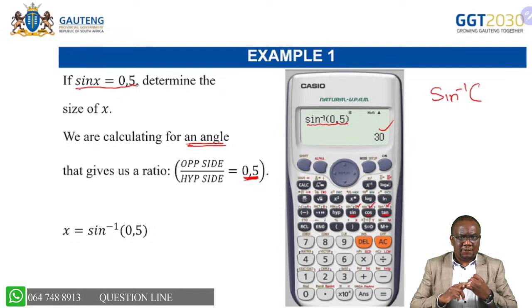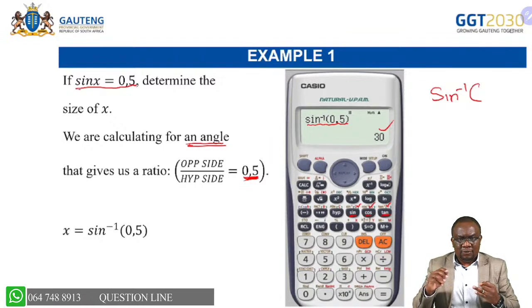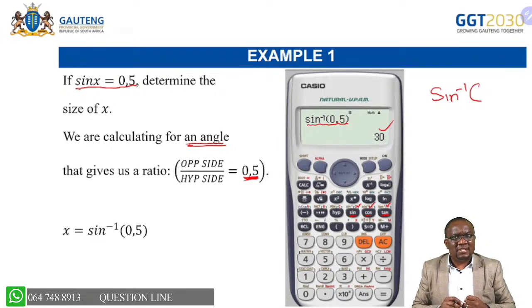You press shift, press the sine button to get the second function, arc sine. Okay, the inverse of sine. And then we have the opening bracket, press 0.5, close bracket, press equals. Do you get 30? If you're not getting 30, please tell us.